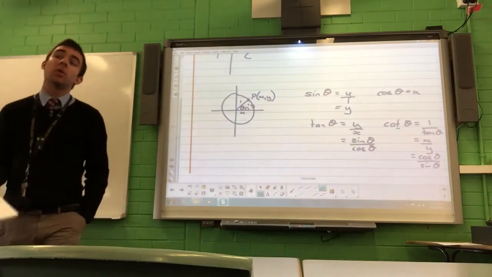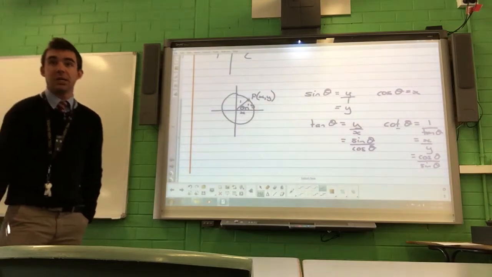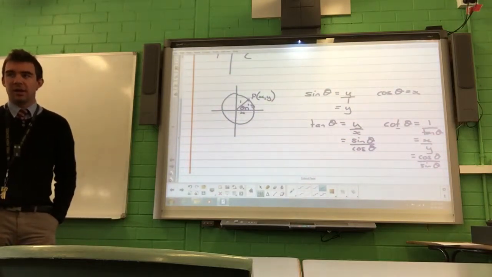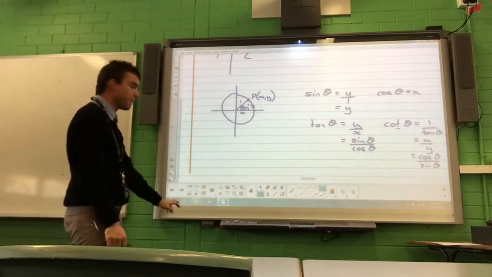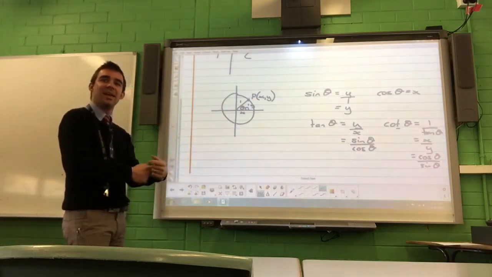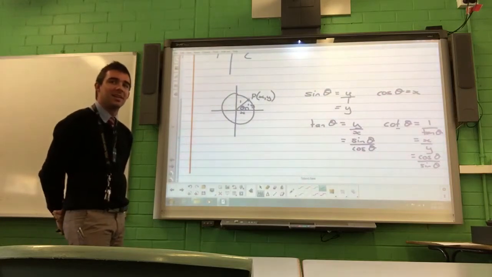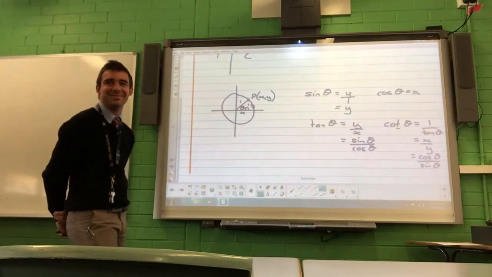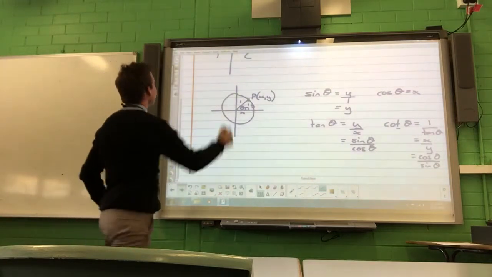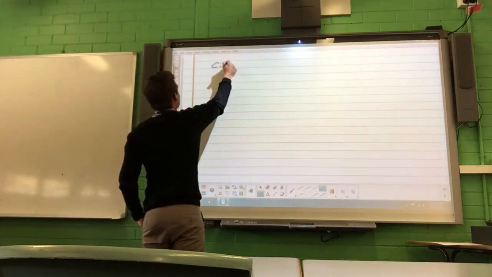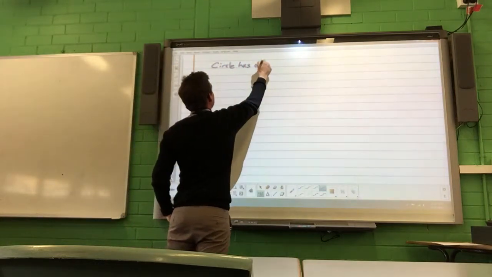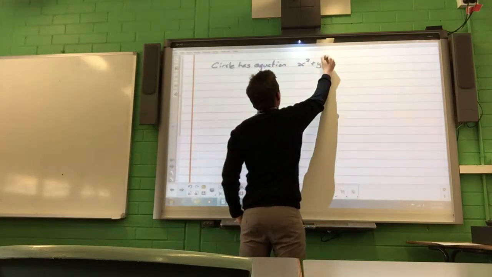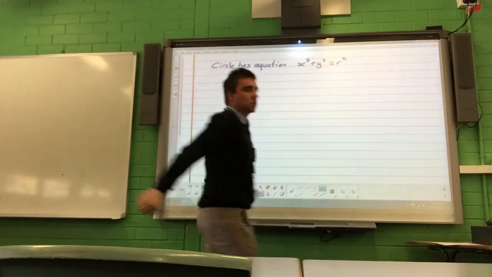Does anyone here know the equation for a circle? Radius 1, centre point 0, 0. Anyone know in general what the equation of a circle is? It's like something equals something squared plus something squared. Yes? What are the somethings? Z equals x squared plus y squared. Alright, a circle has equation x squared plus y squared, which equals the radius squared.